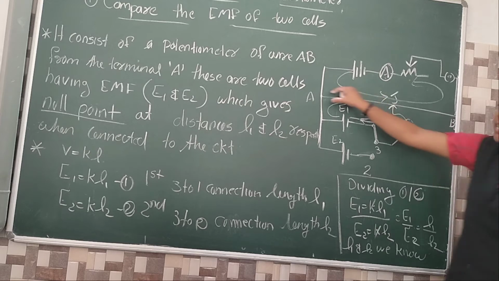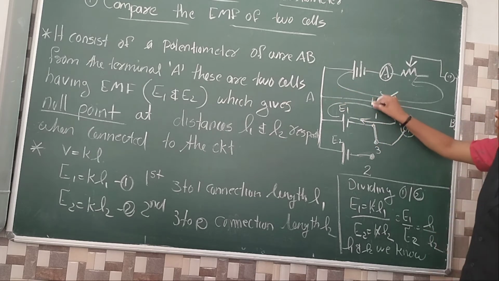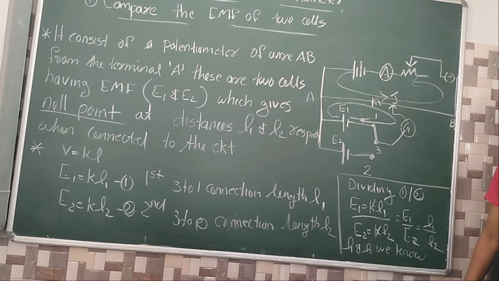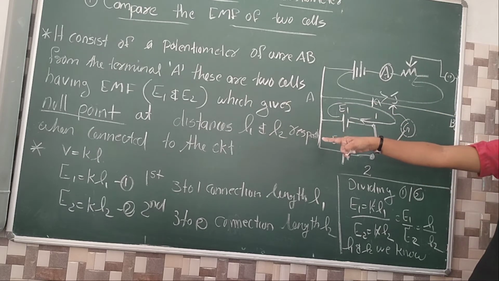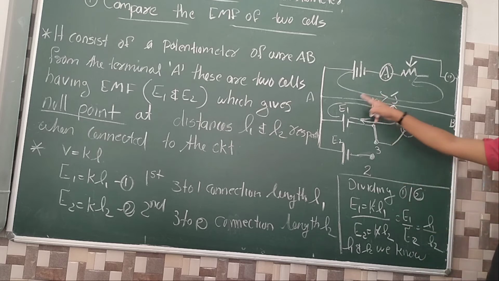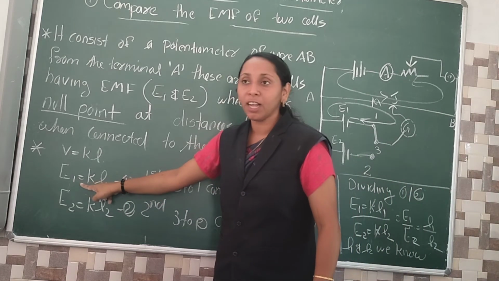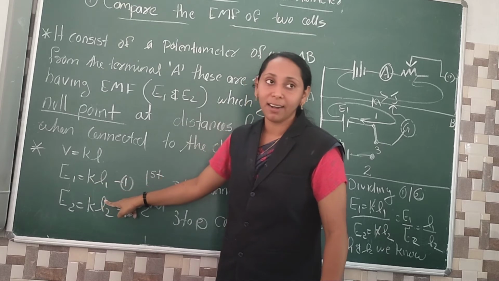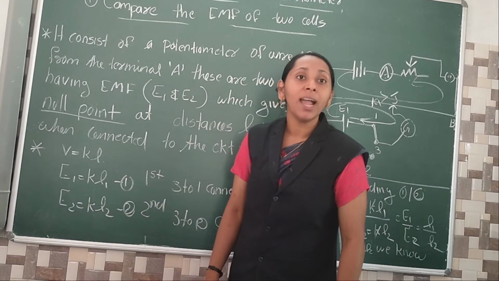कहाँ starting से 0 होगा? नहीं. I am just moving this jockey. At any one point, I get the galvanometer deflection 0. That point is called the balancing point. This balancing point is also known as the null point. Okay, that is the length of the first condition. So that's the reason I am writing E1 equal to KL1. You remember how we get it? Because of V equal to KL.